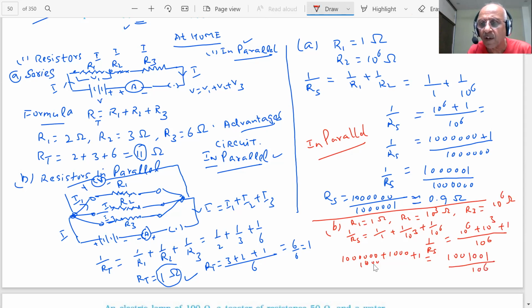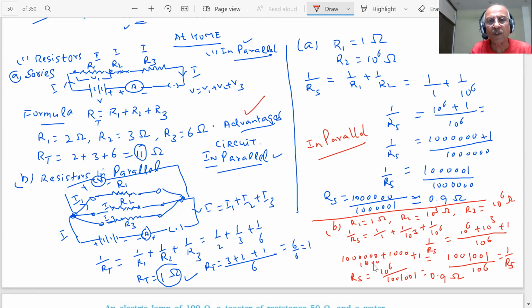Divided by 10 power 6. This is 1 by RS. What is the value of RS then? 10 power 6 divided by 1001001. How much is it coming? This will be less than the lowest value that we know, students. The answer will always be less than the lowest value. Important point to note. This will also be approximately 0.9 ohms. See, when you connect resistances in parallel, the total resistance decreases. This is the advantage which we told.